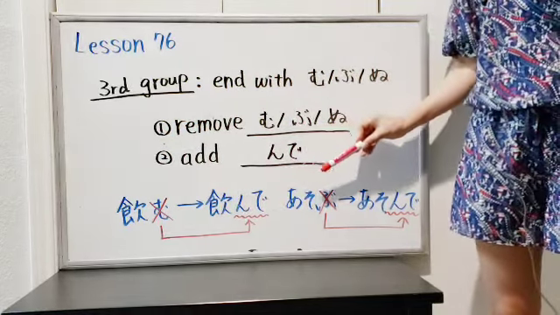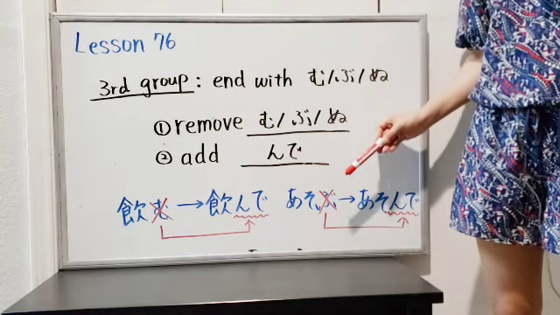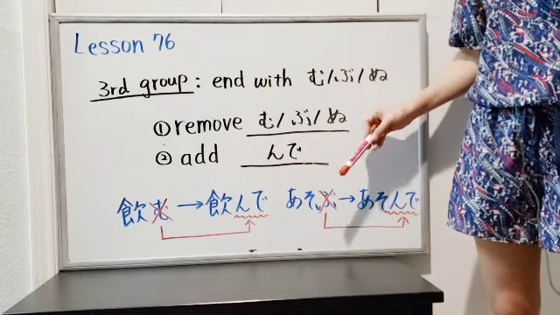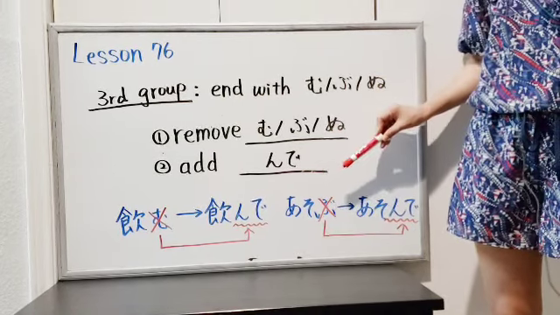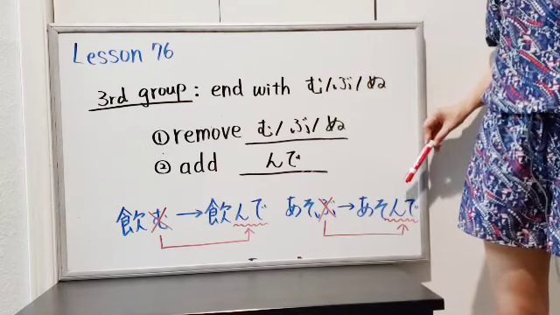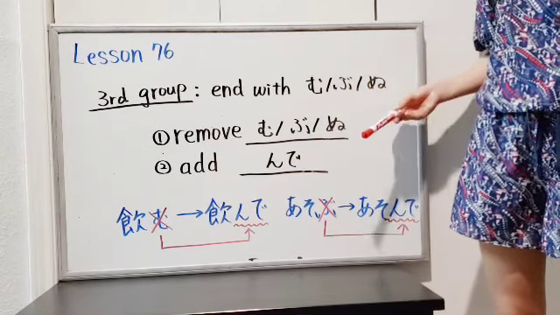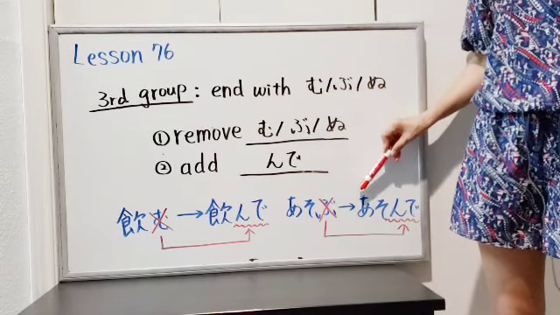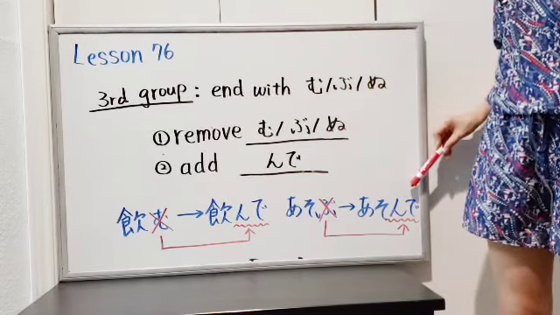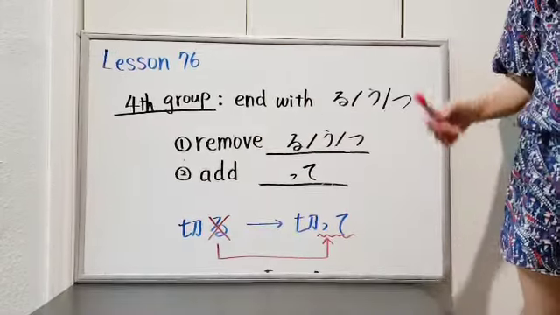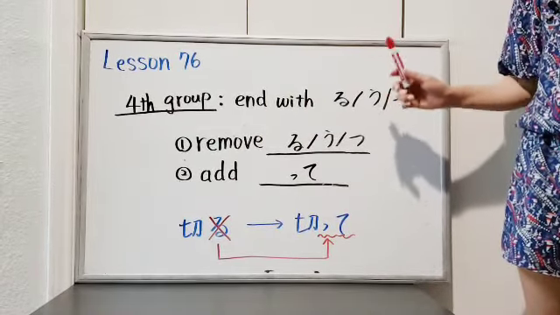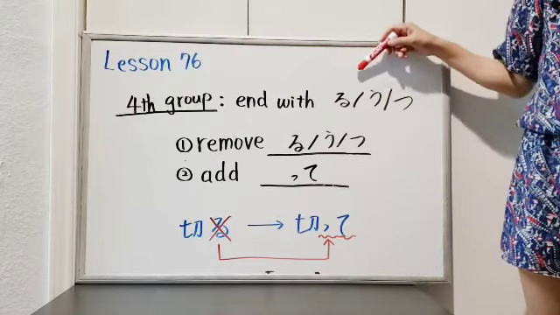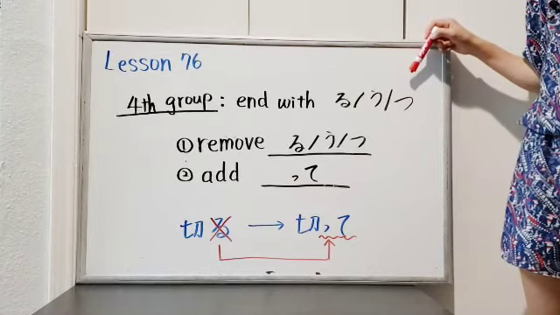And 遊ぶ. This verb ends with ぶ. So just remove ぶ and add で. So the te form of 遊ぶ is 遊んで. Let's see the fourth group. The fourth group, u-verbs end with る, u or つ.